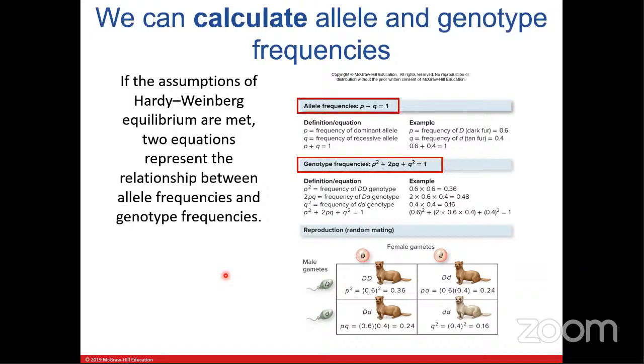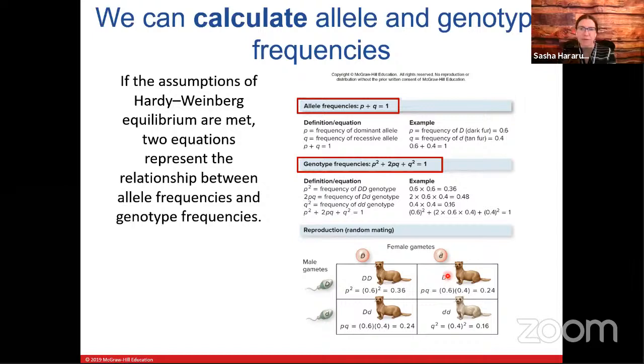Anyone else? In your final answer, for capital D, lowercase d, would you add those two percentages together, 24 plus 24 equals 48? Yes, I think you said that. Okay, I just wanted to make sure. Yeah, that's exactly right. The occurrence of the heterozygous individual is counted twice in the Punnett square, or should be counted twice. This addition is represented by this term in the equation for genotype frequencies, 2 times pq. It's basically to account for heterozygous individuals occurring twice in the Punnett square.